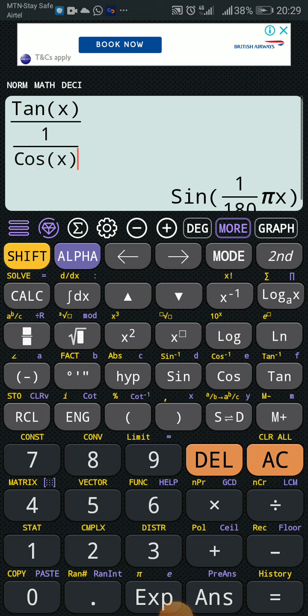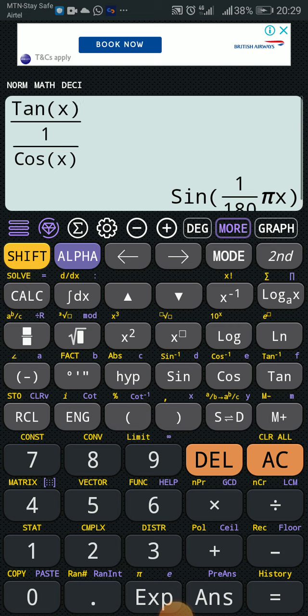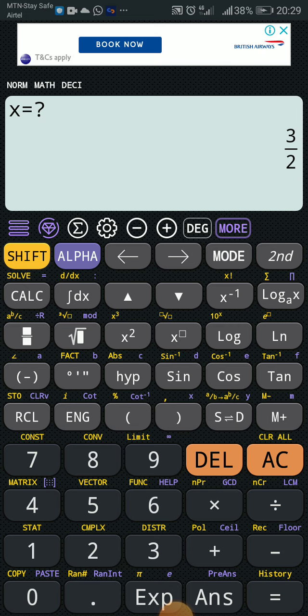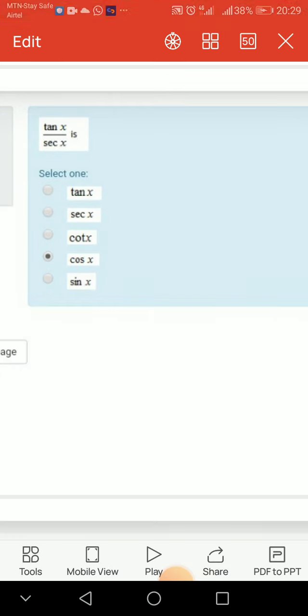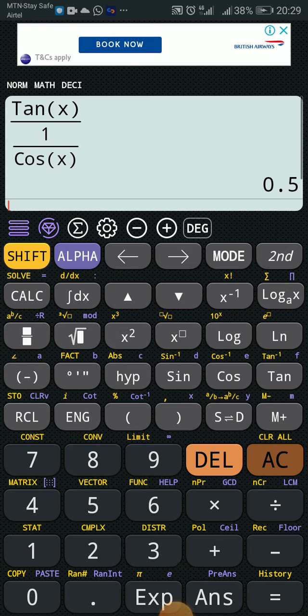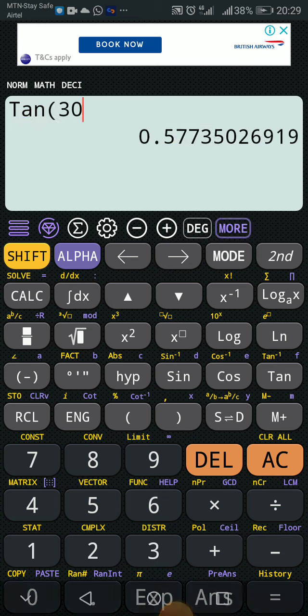Now you can imagine my calculator has already given me a value. Of course, yours won't do that. So this is what you do. Once you press that, you press calc, choose maybe a special angle. So let me choose 30 degrees. Once I choose 30 degrees, I press equal to, you see, it's giving me 0.5. So I'll go back and see which of the options will give me 0.5. Let me start with tan x. So that's tan 30. You see, 0.577. That's not the answer.